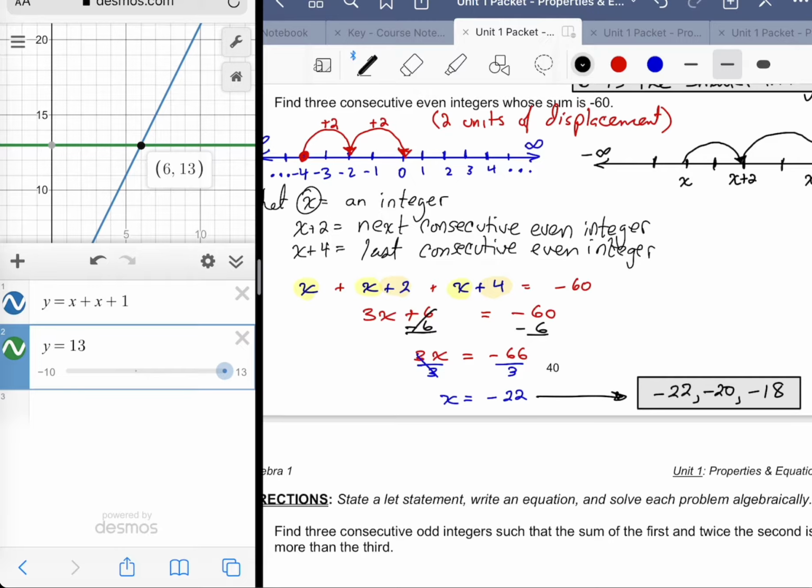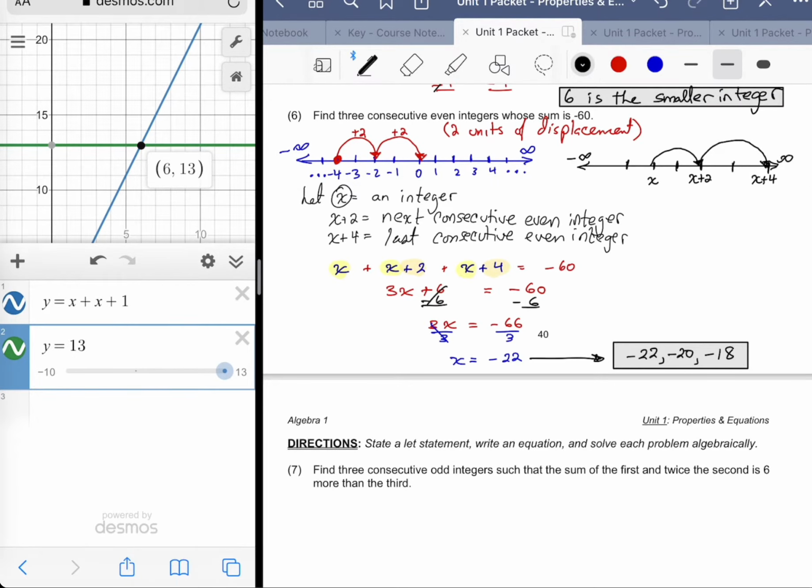Always a good idea to do a quick check. This one's pretty easy to check. I mean, even without using Desmos, the sum of these values should be equal to negative 60. So when you add these numbers together, you should get negative 60. If you don't, then you done did it wrong. Nah, it's probably just a minor mistake, but it might be, unfortunately, a minor mistake in the setup, which has a cascading effect through the whole problem.